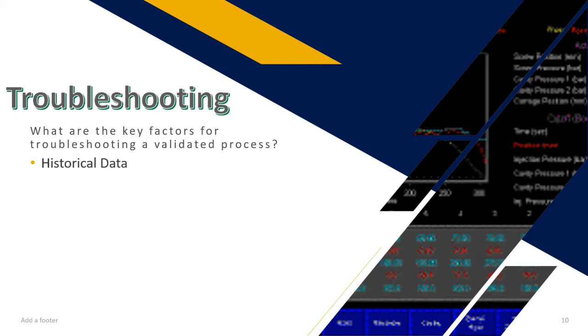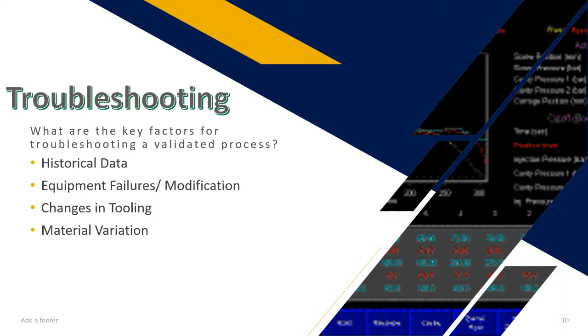We're going to look at historical data because historical data gives us the most information on how a process ran when it was running good. We're also going to look at equipment failures and equipment modification. So if you're making changes to equipment, you can expect a change to the data that you're getting. You can also see a change if equipment is failing to produce in the manner that it normally does. Then we're also going to look at changes in tooling. Any tooling modifications or tooling failures can lead to problems in our process.